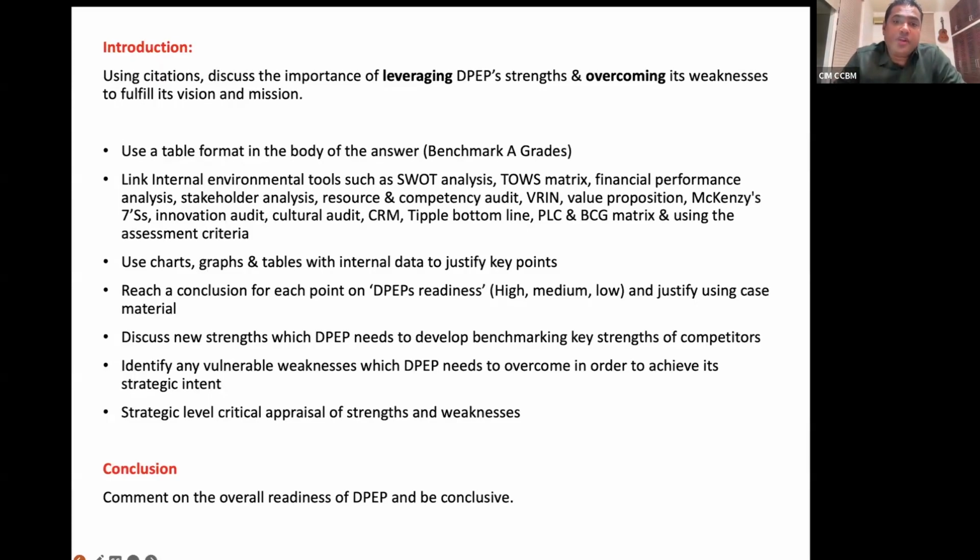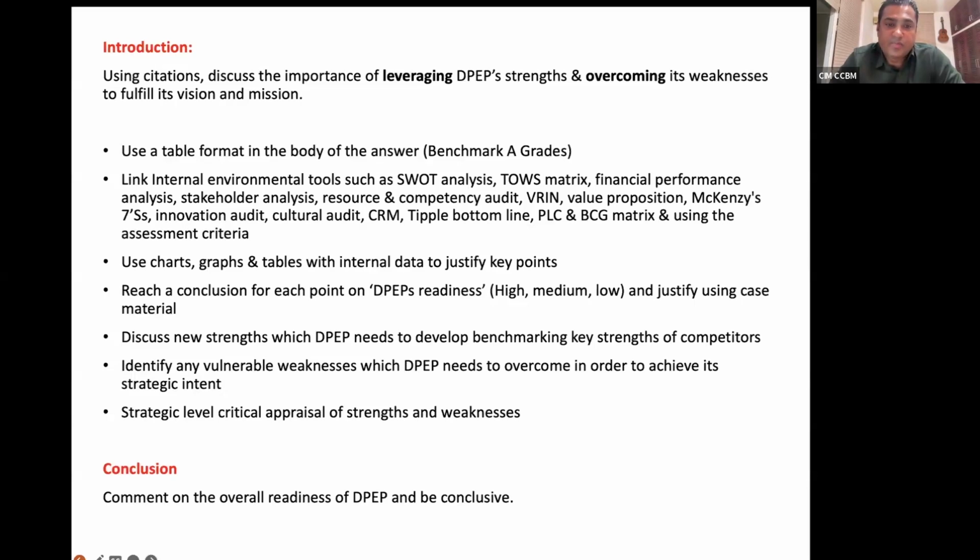Reach a conclusion for each point. Now, this is very, very important. After you select a template, you need to be conclusive for each strength or each weakness, where you talk about DPEP's readiness. Is it high, medium, or low? So you need to be conclusive. You can't let the examiner figure it out. If you look at every single A-grade answer, that is done. If you don't do that, then you won't score good marks there. Definitely not get an A, right?